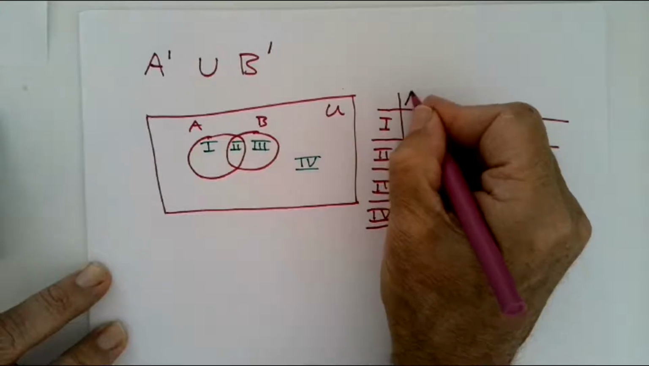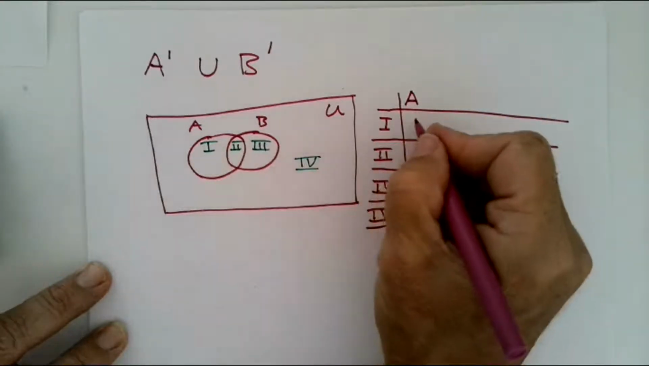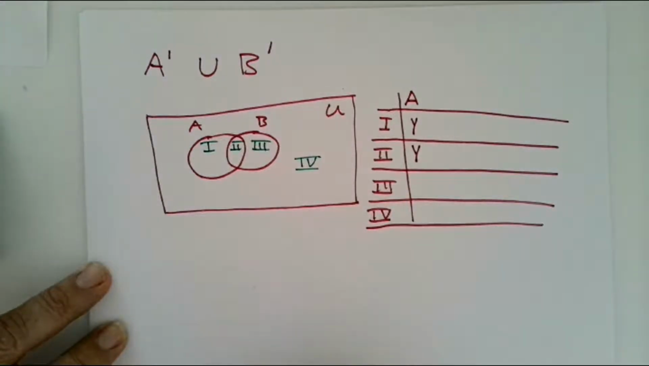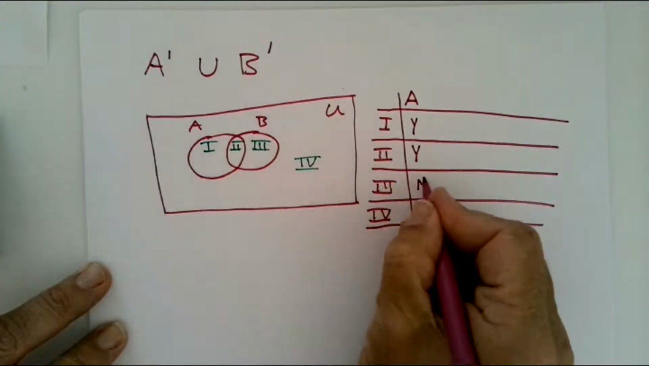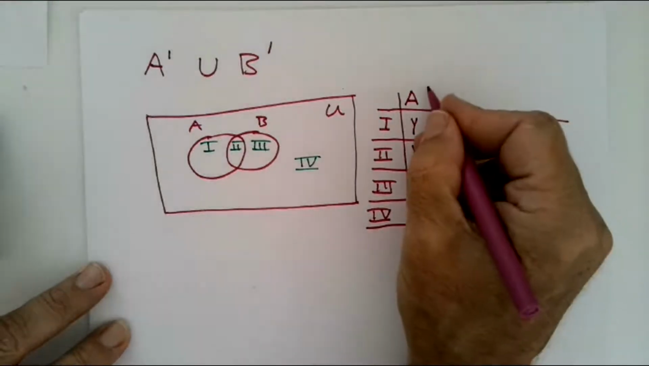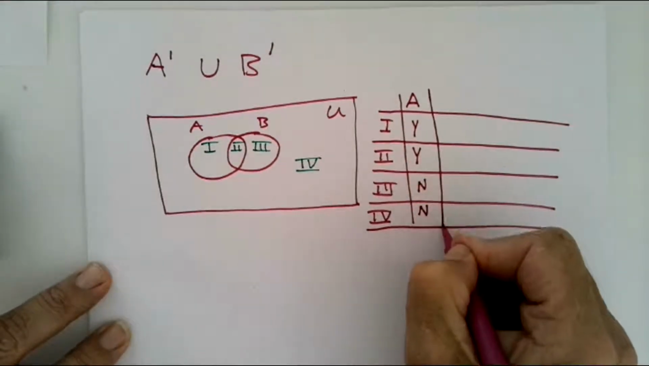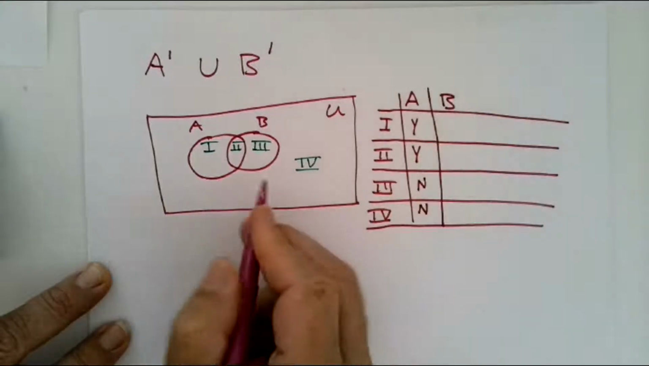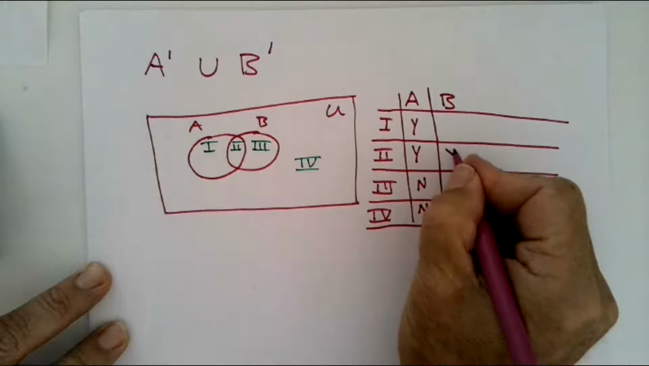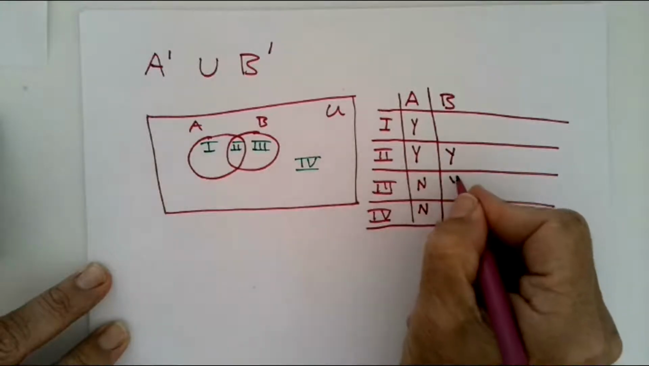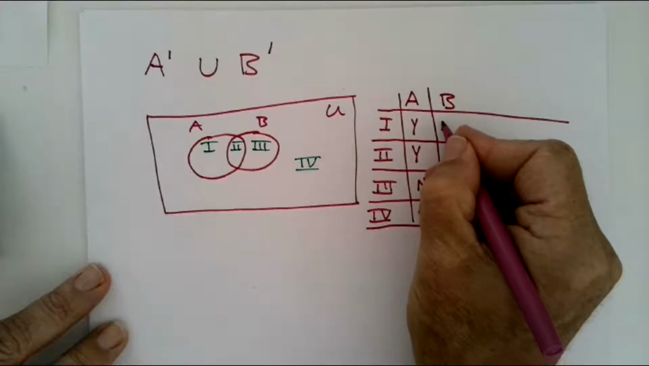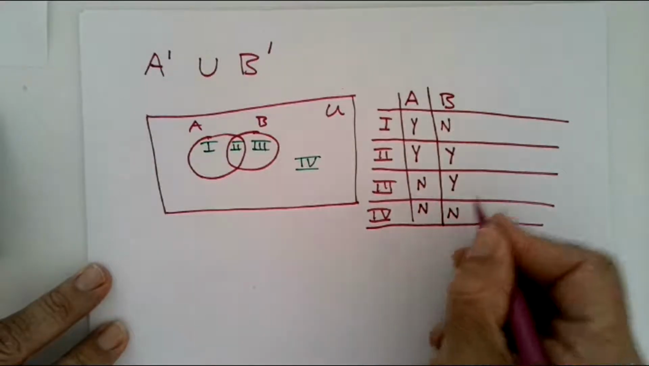So A is regions 1 and 2. So region 1, yes for A. Region 2, yes for A. Region 3, no for A. Region 4, no for A. How about B? Which regions does B show up in? B shows up in 2 and 3. So region 2, yes for B. Region 3, yes for B. But region 1 is a no for B, and region 4 is a no for B.